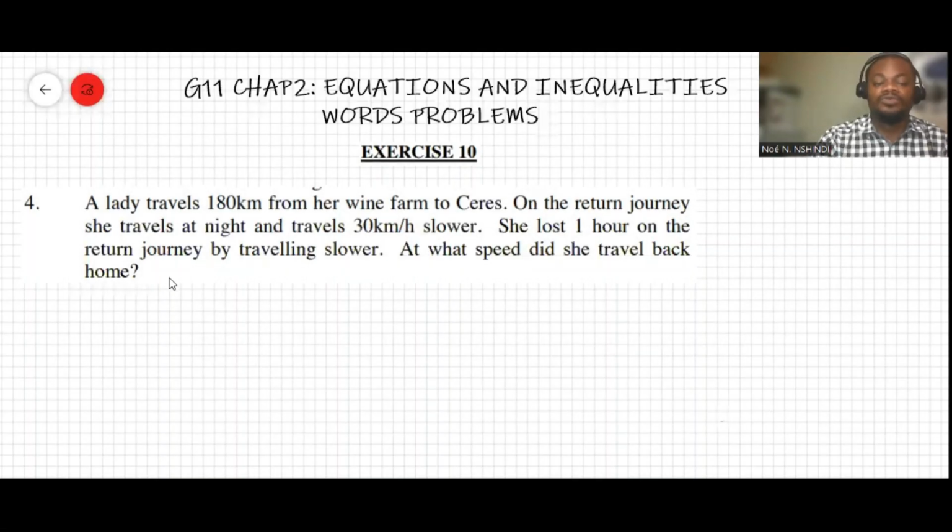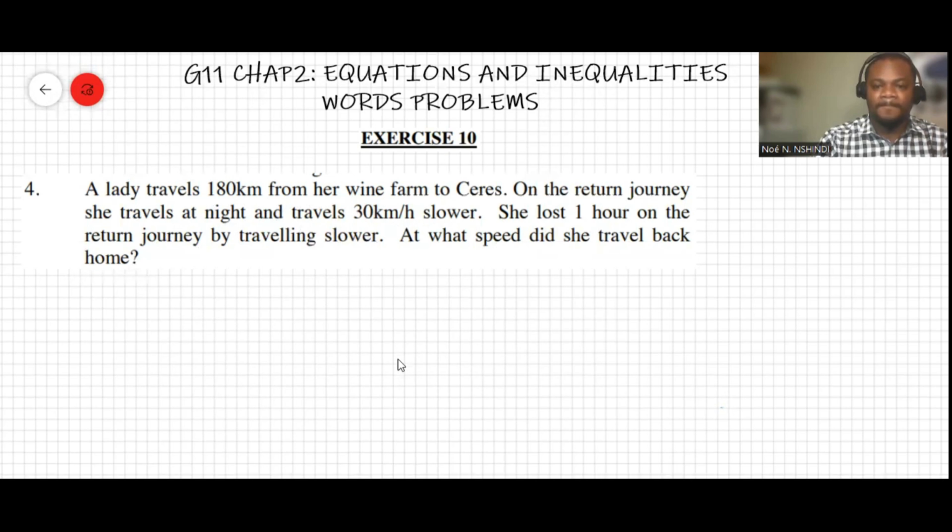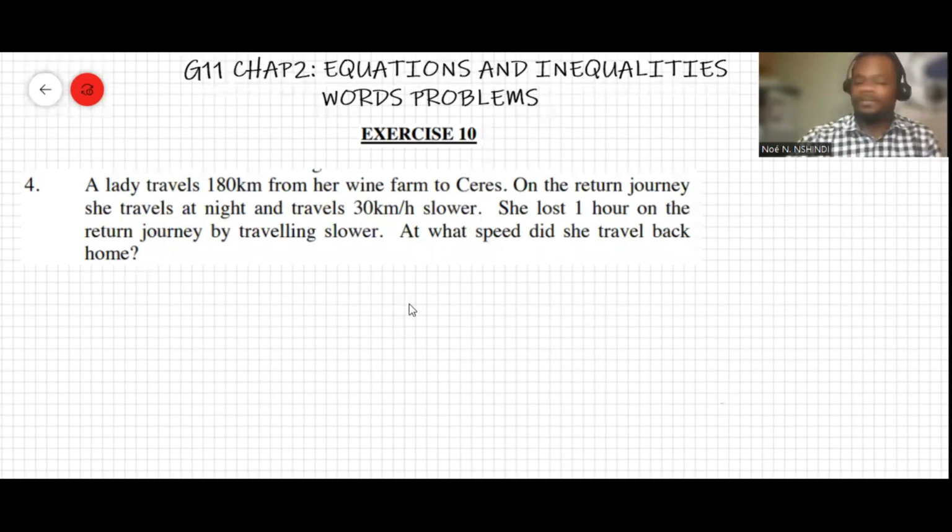Now we're going to do question 4. The question says that a lady travels 180 kilometers from her wine farm to Ceres. On the return journey, she travels at night and travels 30 kilometers per hour slower. She lost 1 hour on the return journey by traveling slower. At what speed did she travel back home? Okay, I assume back home here is back to the farm. Okay, I'll move it a little bit up there.